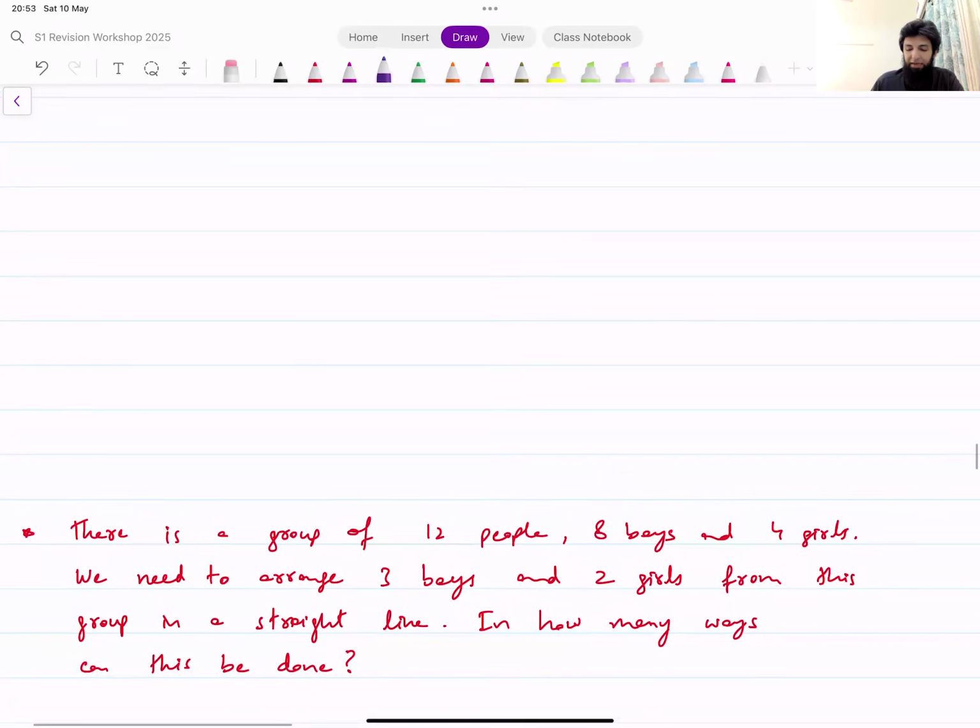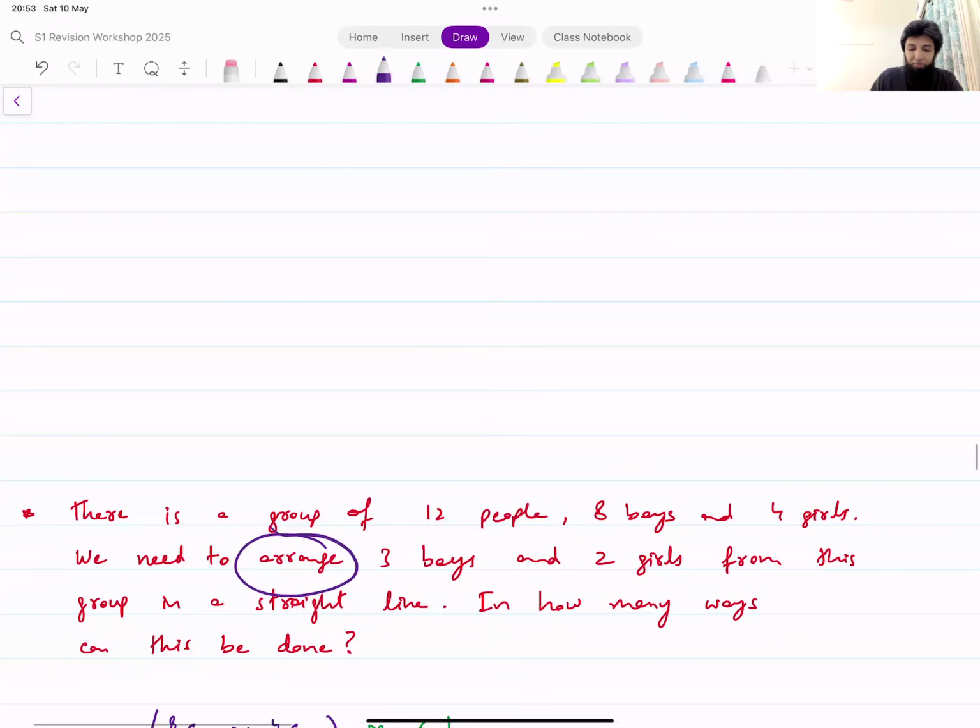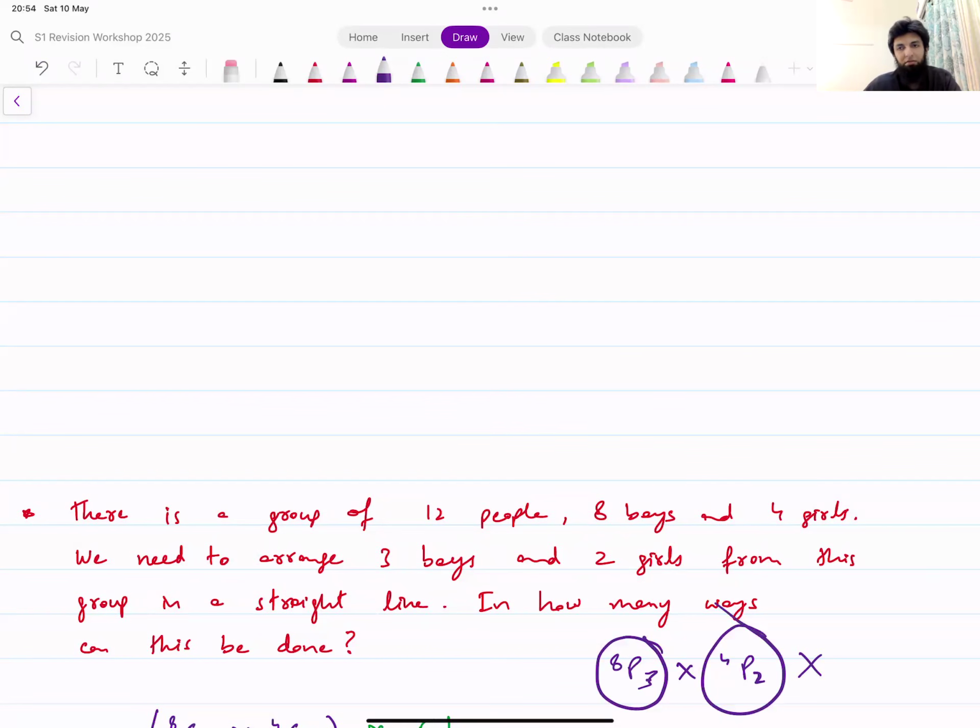Now, we cannot directly do this. It's arrangement. Arrangement means we're talking about permutations or factorials. We have 12 people. We have to select 5 and then arrange them. 12p5 would not work because that would not ensure that there are 3 boys and 2 girls. 8p3 times 4p2 would also not work because that would mean you are arranging the 3 boys separately and the 2 girls separately. They don't want them to be arranged separately. Those 5 people have to be arranged together.